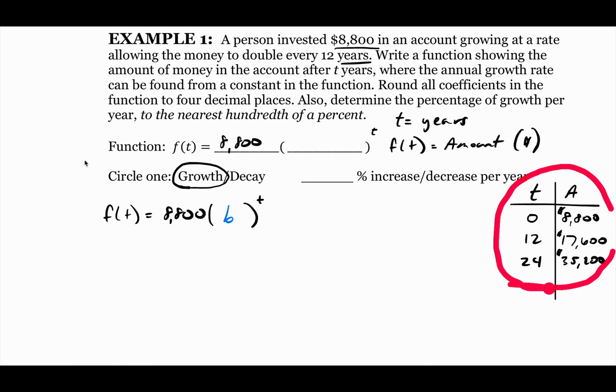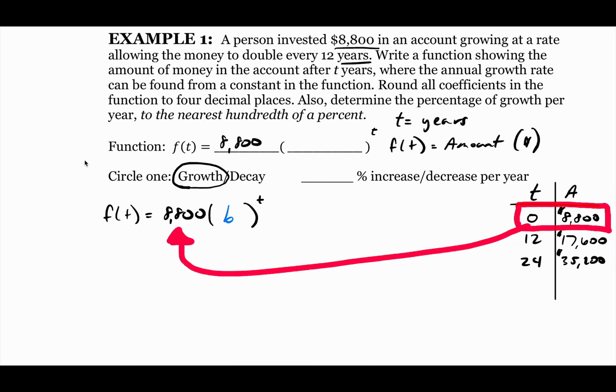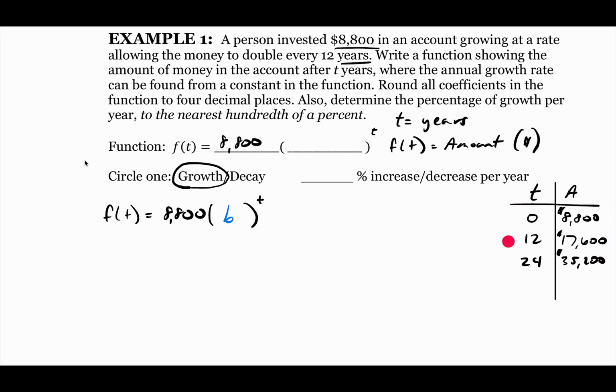On my table, sorry. Okay? So I've already used this point because that's the initial. That guy is reflected there. But I haven't used one of these guys, so I can use either one of them. I'll just use this one here. You could use the other one, 24 and 35,200, but I'll just use this one here.